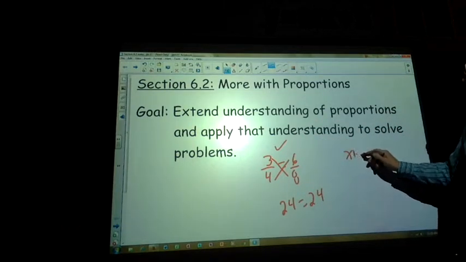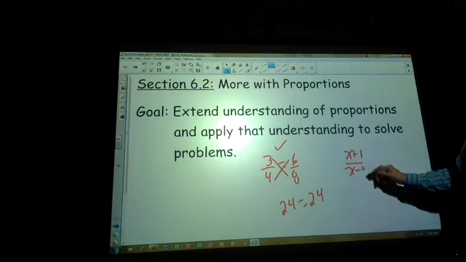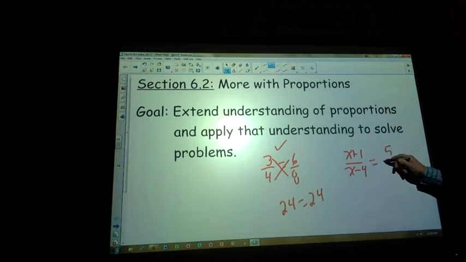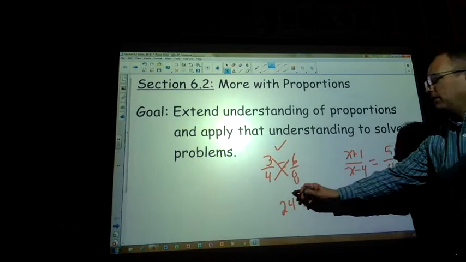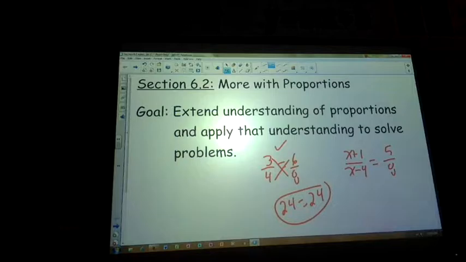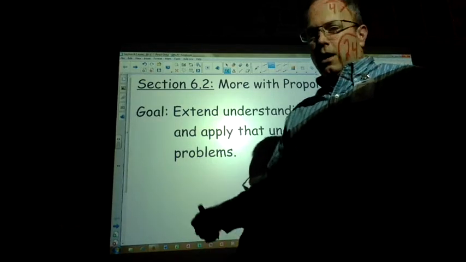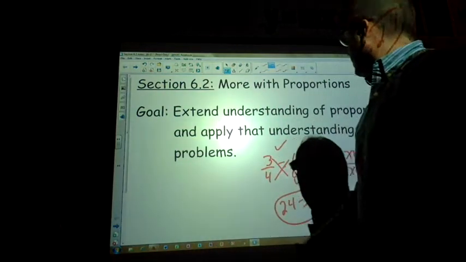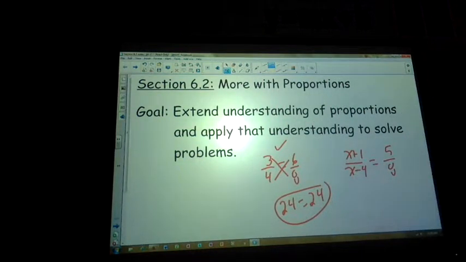But if you had things like this, if you wanted to know if these were equivalent to each other, you'd have to cross multiply, and if you got exactly the same thing, not necessarily 24 equals 24, but the exact same thing equal to the exact same thing, then they're equivalent fractions. So we're extending our understanding of proportions and start applying this to problems.